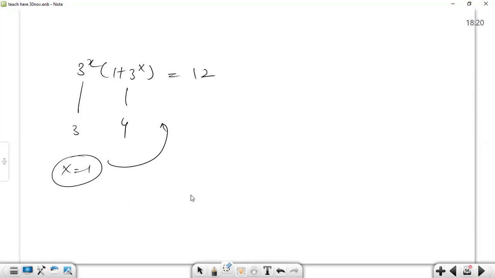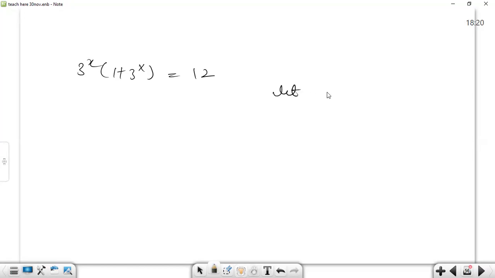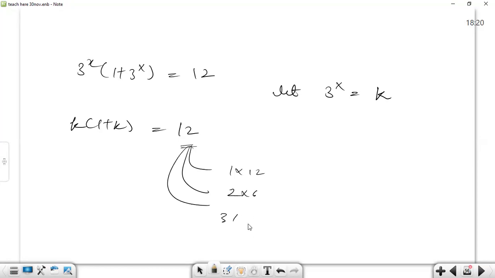Should I explain again, or clear? It's basic observation. By seeing only and thinking for x values, you will be able to find out by hit and trial method. Otherwise, you can also let 3 raised to power x as k and go for the longer method, which is not desirable. And even with this method, you will need to understand what are the factors of 12. It can be written like this, or this, or 3 into 4.